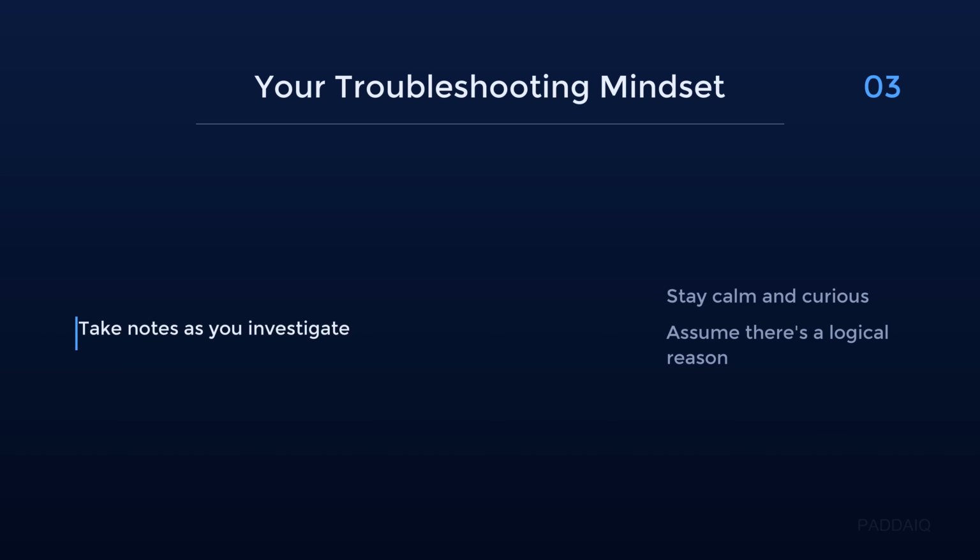Take notes as you investigate. This means documenting every step and observation during problem solving, as details are easily forgotten. For example, if an application fails, write down error codes, timestamps, and the sequence of your actions. This creates a reliable record, making it easier to identify patterns or share findings. Good notes are the foundation of efficient troubleshooting.